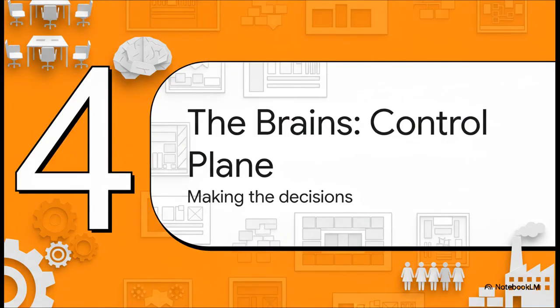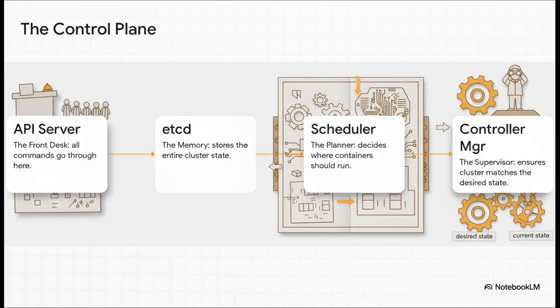Let's start upstairs in the manager's office. The control plane is super important, but it doesn't actually run any of your app's containers itself. Nope. Its job is purely to manage the whole factory. So who's on this management team? Well, first up, you've got the API server.